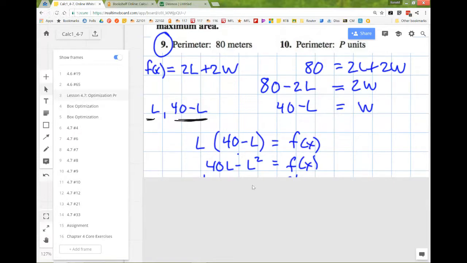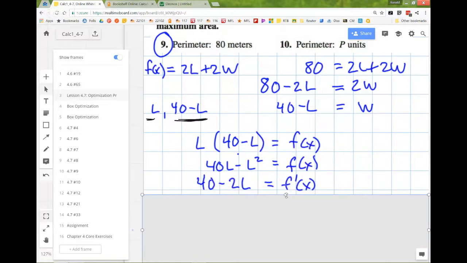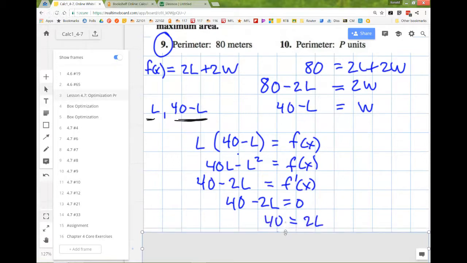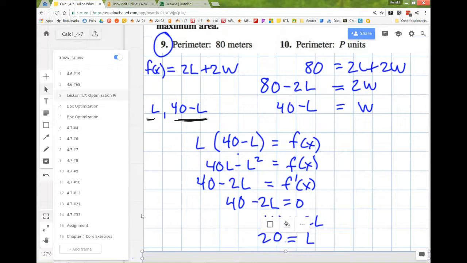Now, guess what? No big shock. We're going to take the derivative, which is 40 minus 2L, and then we're going to set that equal to 0 and solve for L. So the length needs to be 20 meters. I didn't put the label down there. That should be meters down there. 20 meters.